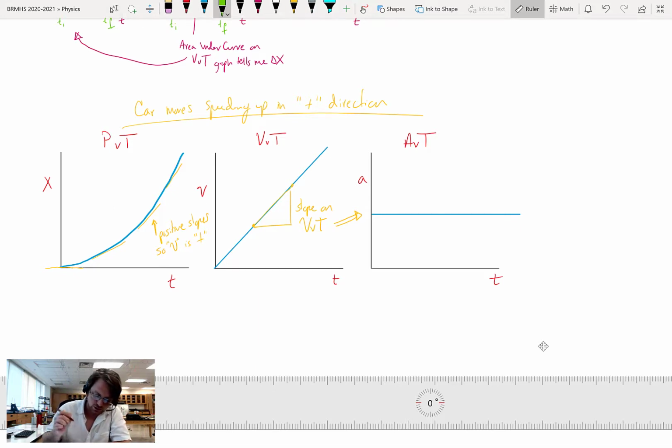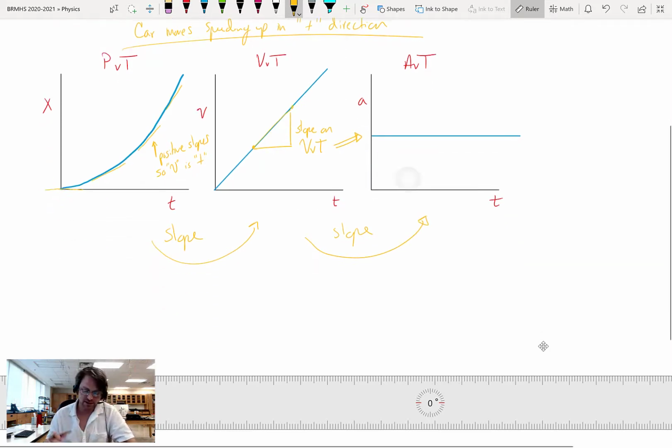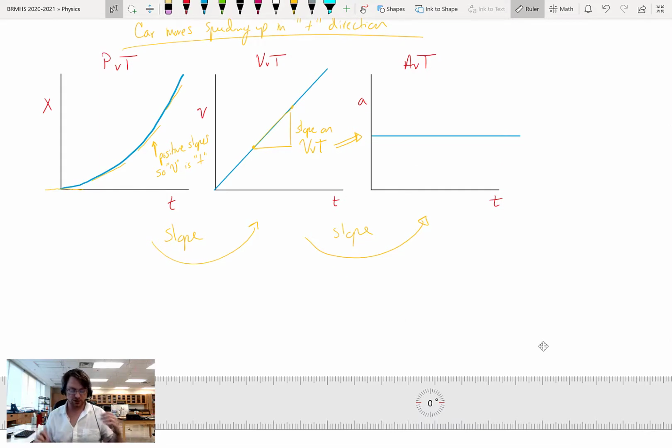Alright, there are slopes. Slopes take us to the right in these pictures. So slope on position versus time tells me velocity. Slope on velocity versus time tells me acceleration, right? That's taking us to the right visually in where I'm putting these graphs.